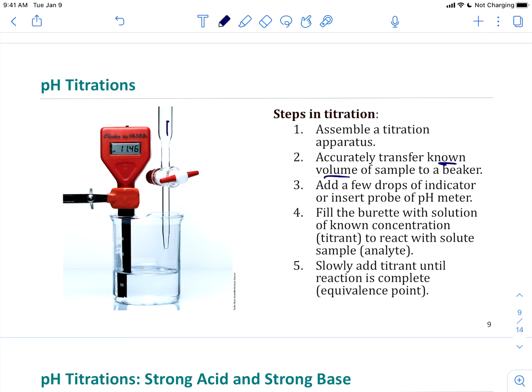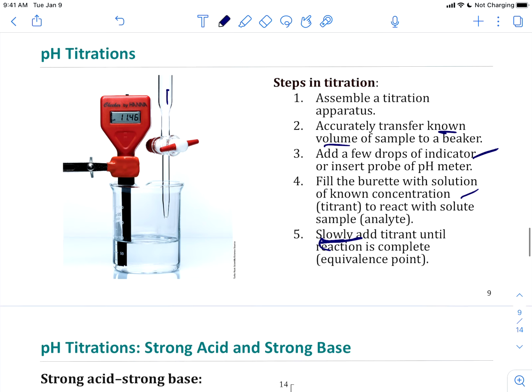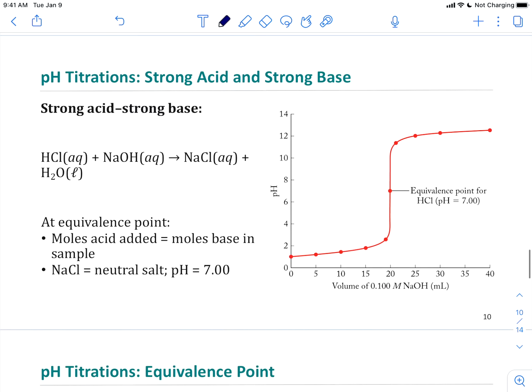Known volume to the beaker, a few drops of indicator, and your burette with that standard solution, slowly. Good people that do good titrations have patience. Okay? Never been one of my high qualities, so I've never been a good titrator. Sometimes you need to drop literally half a drop to hit the end point accurately without overshooting it. So you've got to be very patient. You can't go through too fast.